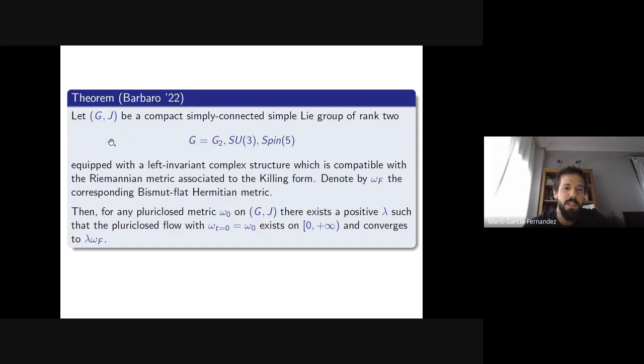So assume that you have a compact simply connected simple Lie group of rank 2. And so this is just one of the elements in this list. Assume that you have a complex structure which is left invariant, and which is compatible with the Riemannian metric associated to the Killing form, so the natural invariant metric. Denote by omega f the corresponding Bismut flat Hermitian metric. And then for any pluriclosed metric omega naught on this complex manifold, there exists a positive lambda, such that the pluriclosed flow exists for all time and converges to a multiple of this natural Hermitian metric.